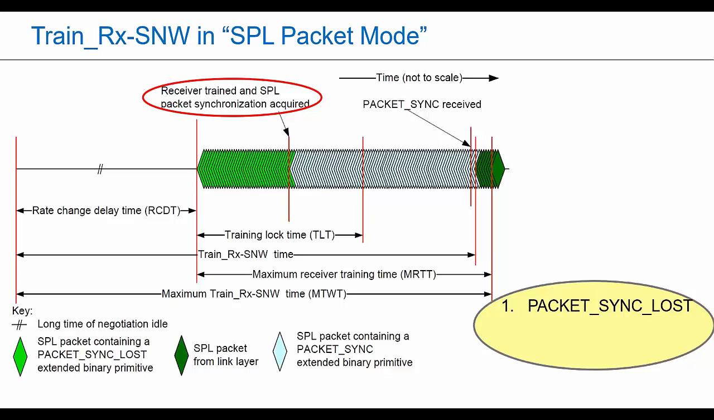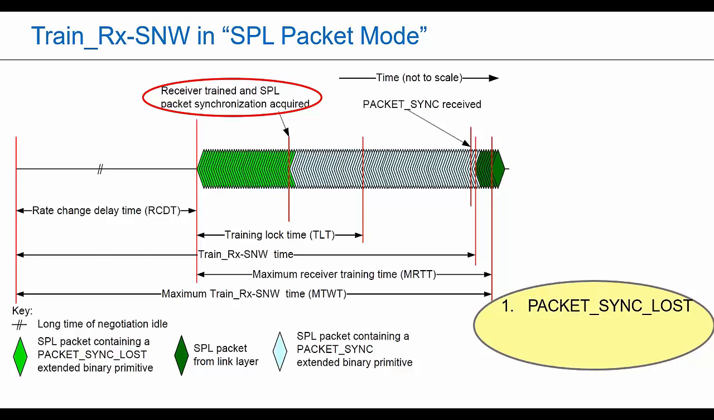How does the receiver actually perform the DFE stuff? That's all considered vendor proprietary, right? It's not defined in the spec. The only requirement here is that he must send at least 4 packet syncs and then receive at least 1. So send 4, receive 1 before MRTT expires, which is 20 milliseconds, yeah.